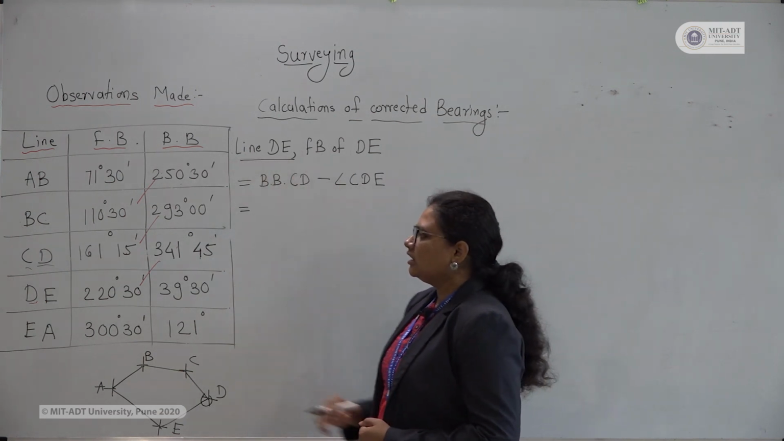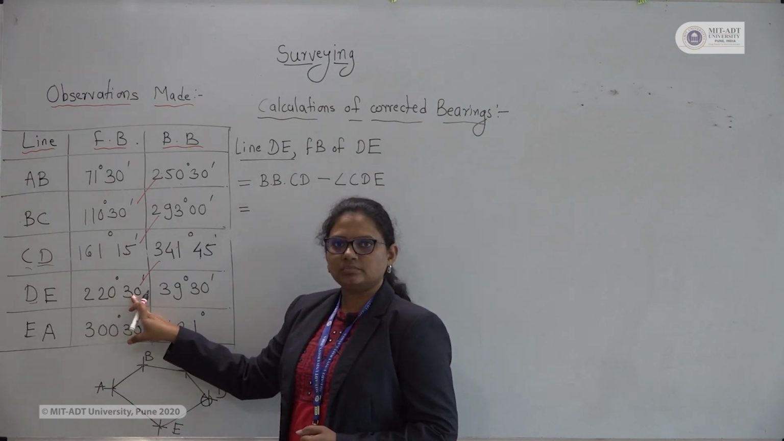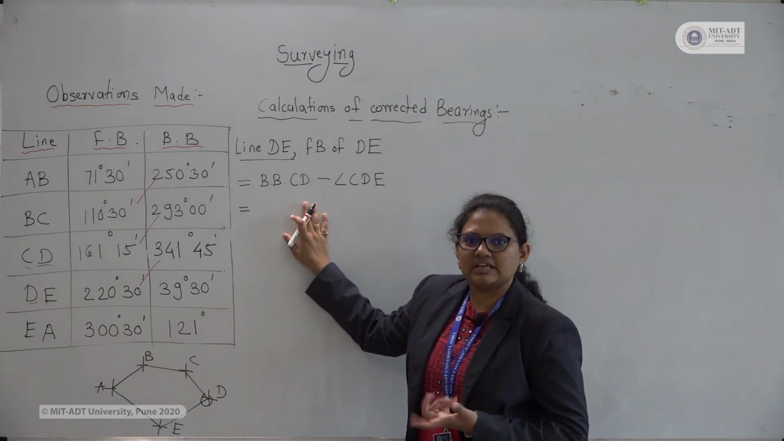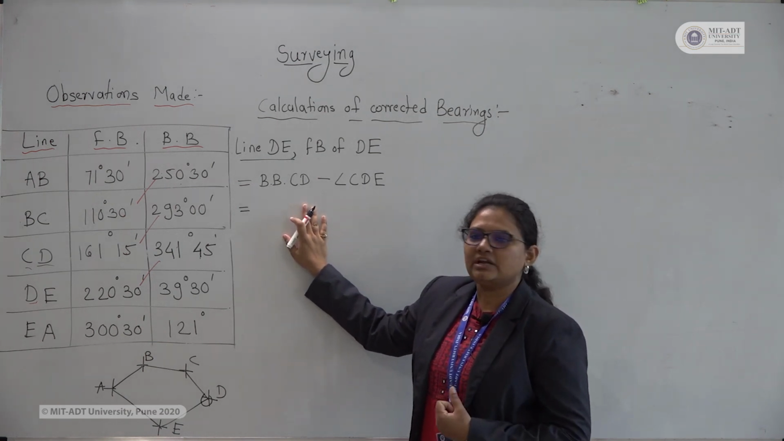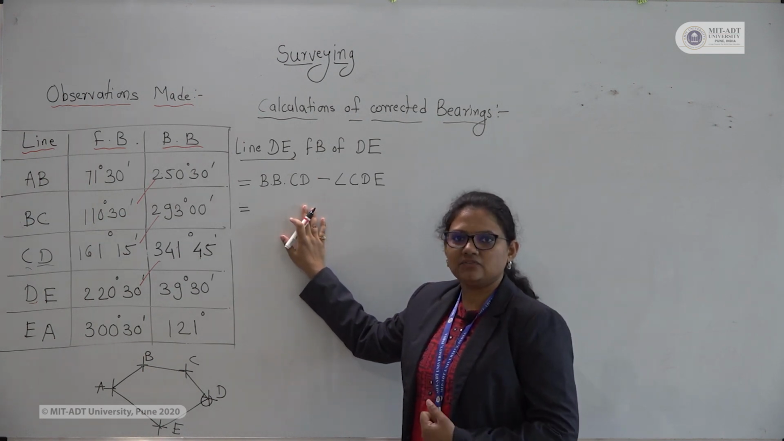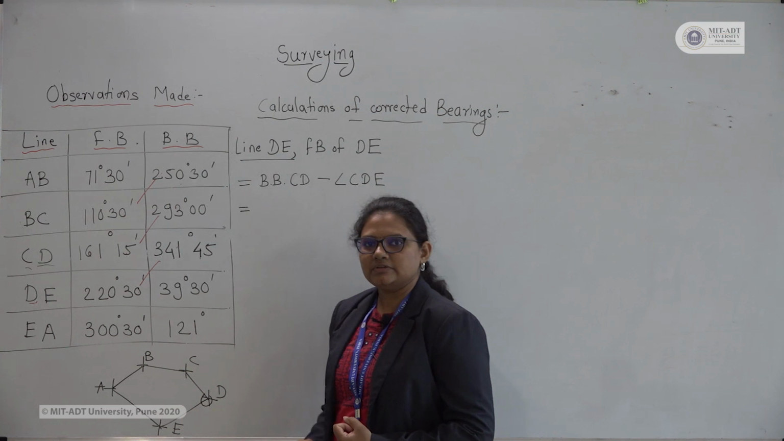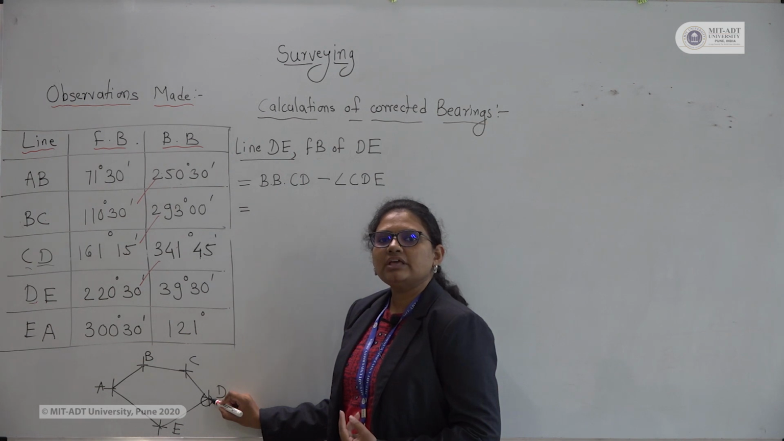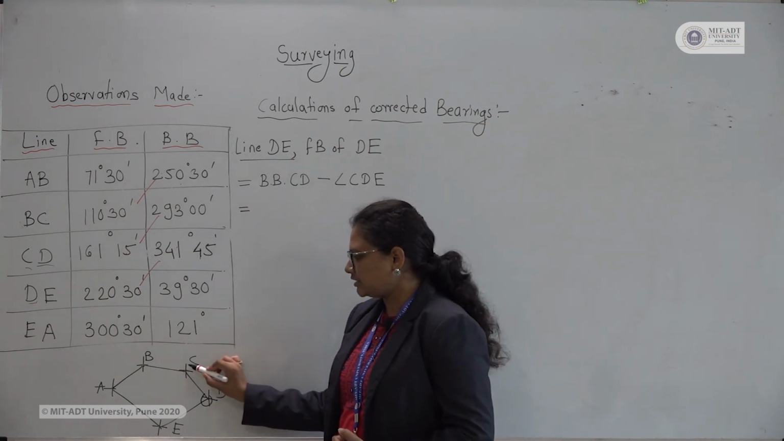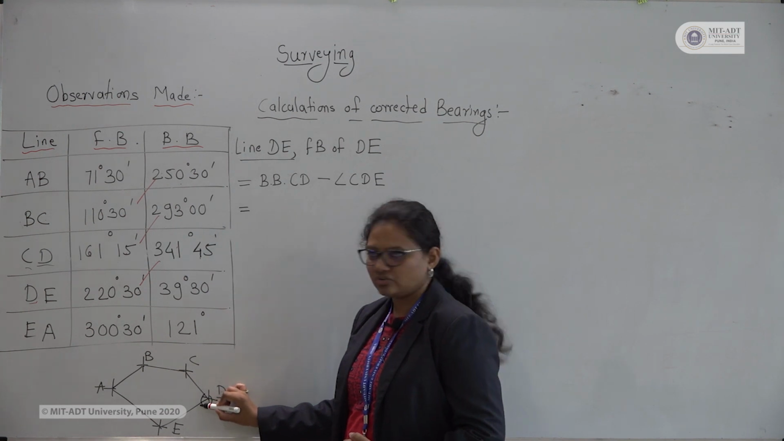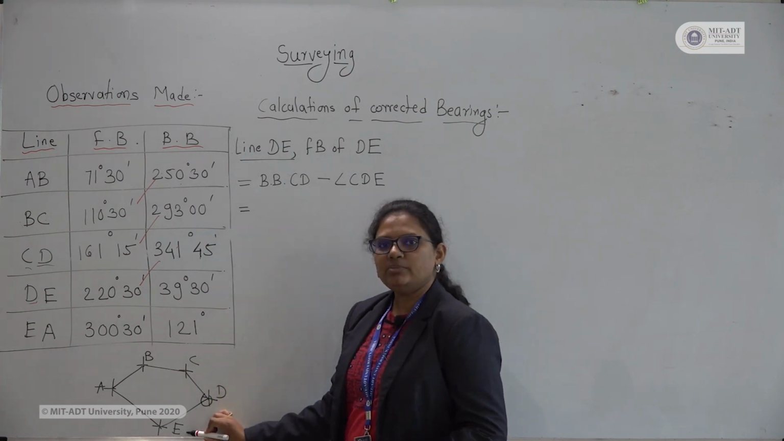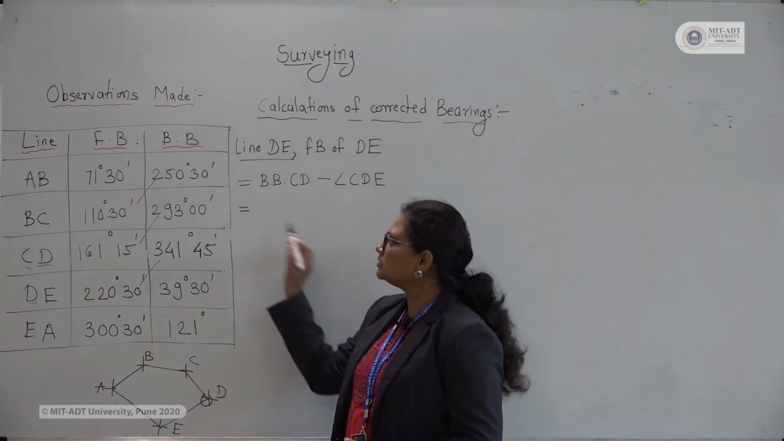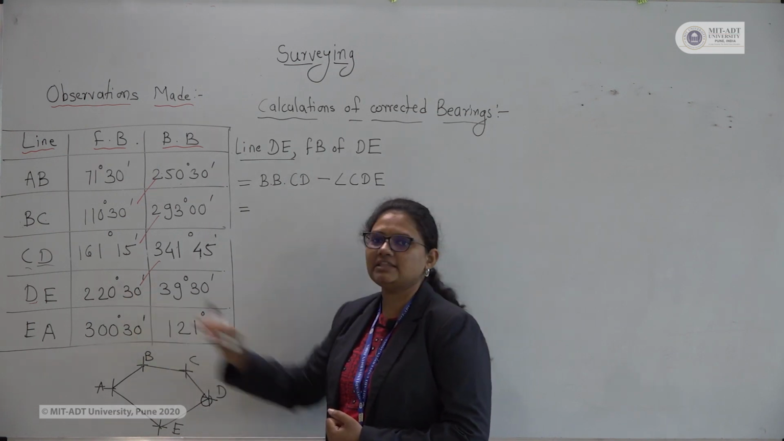Now for line DE, if we have to find out the corrected fore bearing of this DE, then simply what we have to do? If you do not understand what exactly the procedure is, what will be the location of that point, then simply draw a figure of the different points. Now by drawing the figure, we will see that this point D is located here. Now for this point D, two values will be connected to it: the back bearing of CD and the included angle CDE. So simply you can do one thing: subtract the included angle CDE from the back bearing of CD, then you will get the fore bearing of line DE.